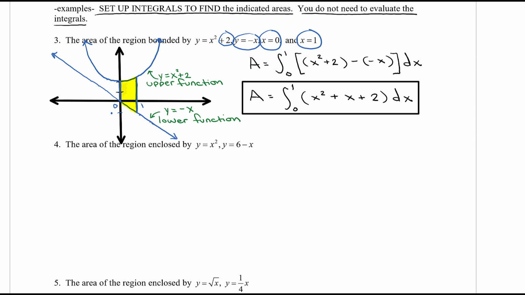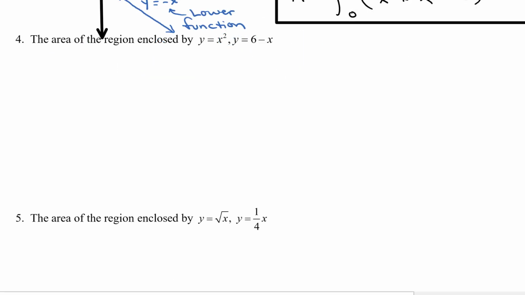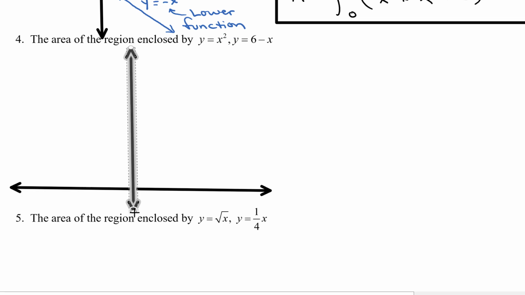Number 4, the area of the region enclosed by y equals x squared, y equals 6 minus x. So I'm going to go ahead and draw my coordinate plane. This coordinate plane is going to focus more on quadrants 1 and 2. I'm going to go ahead and draw my parabola. So we have a parabola that opens upwards, and it has its vertex at 0, 0. So I'm just going to go ahead and draw a sketch. It doesn't have to be perfect.